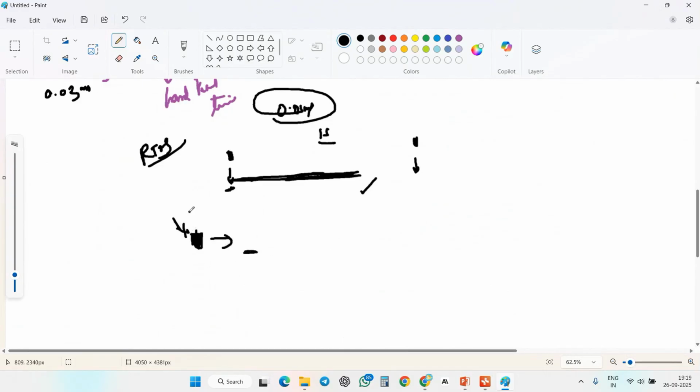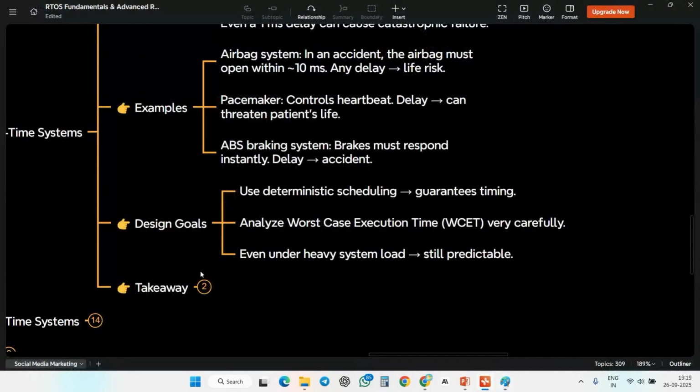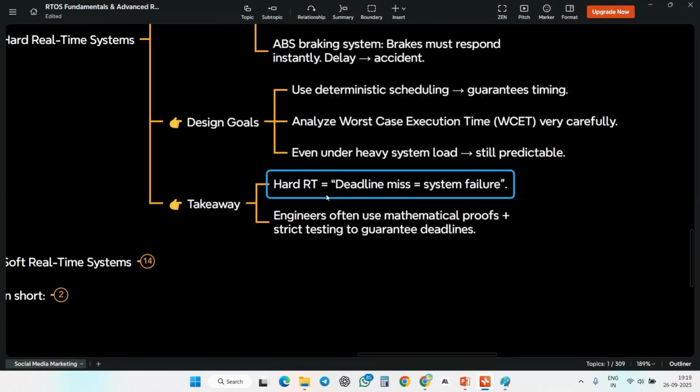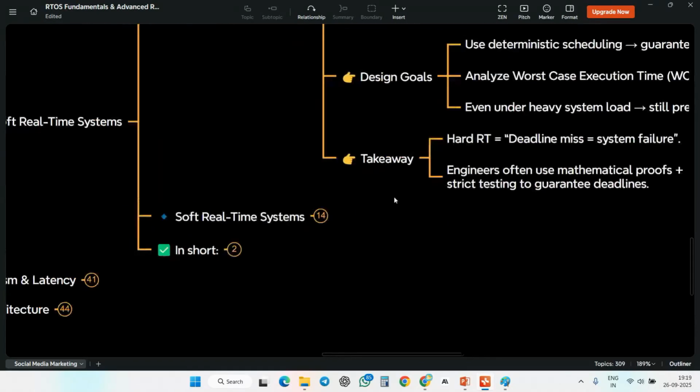If I'm applying a brake, what is the response time? Whether it is 0.01 milliseconds. If an accident is happening, what is the opening time of the airbag? It is 0.03 milliseconds. So you should have these kinds of predictable values. That's all for hard real time. Hard real time means keep in mind that the deadline shouldn't be missed. If it is missed, the system will fail.